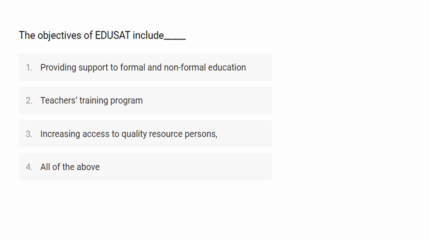The objective of EduSet includes. So here in this question, they are asking you about the objective of the EduSet, for which the first option here is providing support to the formal and non-formal education. Second one is teacher training program. Third one is increase access to the quality resource person. And the last option is all of the above. If we see the full form of EduSet, it is educational satellite.